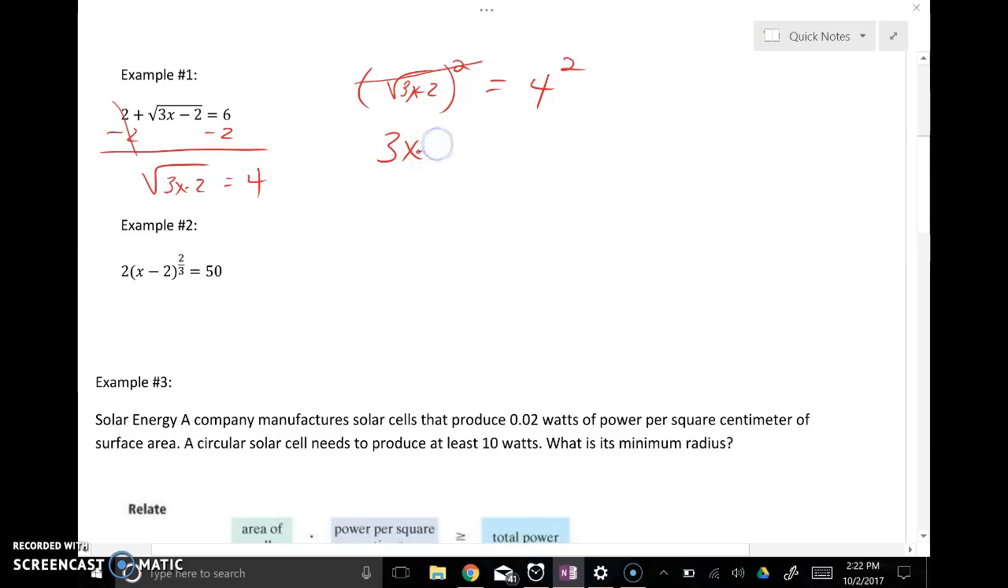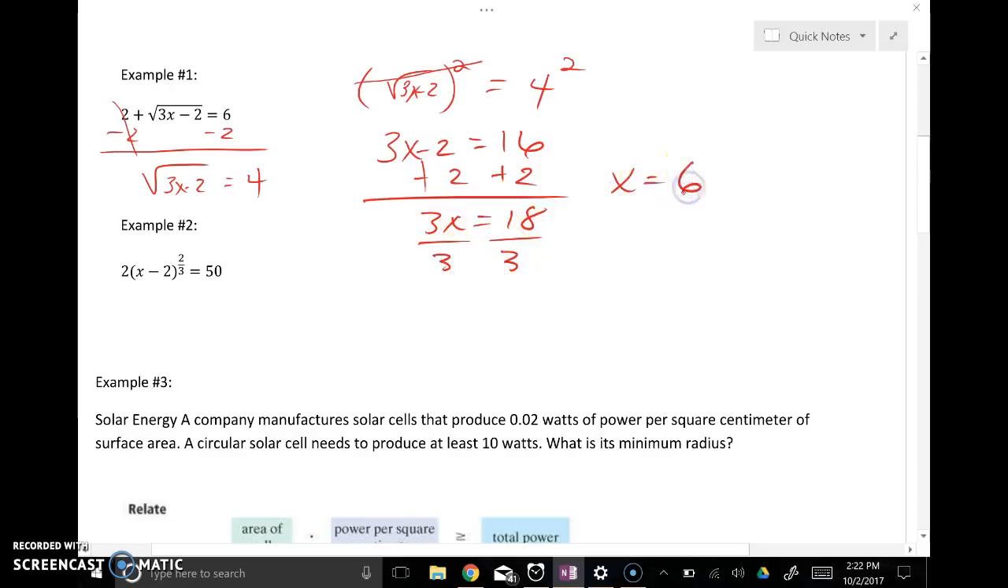Let me erase that real quick. All right, there we go. Equals 16. Well, now I'm not afraid of this equation any longer. I'll just add 2 to both sides. 3x is equal to 18. Divide by 3. X is equal to 6.